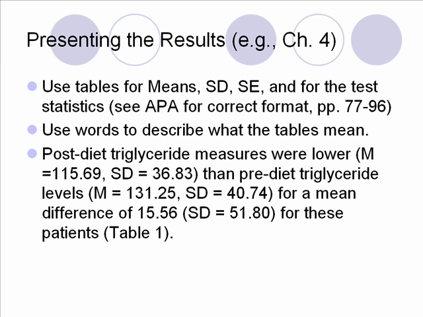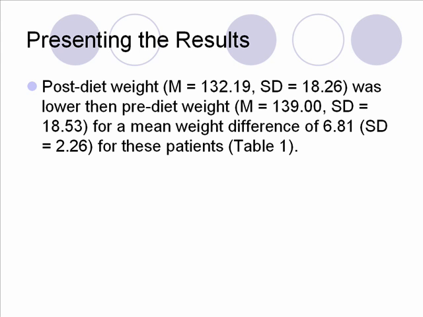So post-diet triglyceride measures were lower, M means mean, equal to, you can read the numbers there yourself, than pre-diet triglyceride levels, for a mean difference of 15.58 and a standard deviation of 51.80 for these patients. And I'd put the table, whatever table we're going to include that as. Another way to write this is post-diet weight was lower than pre-diet weight for a mean difference of 6.81 with a standard deviation of 2.261 for these patients.